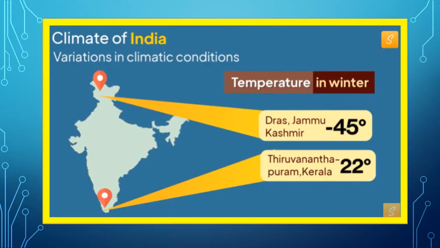Now we can see the temperature difference during winter also. During winter, in Dras, Jammu and Kashmir, the temperature at that time is minus 45 degrees, so cold. Whereas Trivandrum in Kerala, it is 22 degrees Celsius.